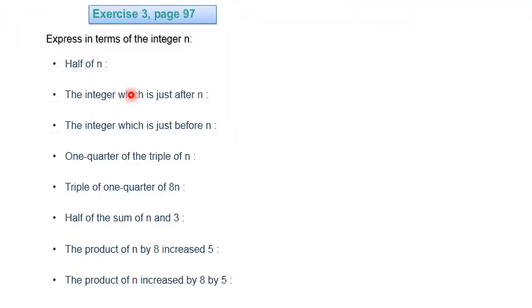Now, how to express in terms of the integer n? Here it's exercise 3, page 97 in your book. What's the half of n? Half means we are dividing by 2. Half of n is n over 2. The integer which is just after n, just after, means that we are adding 1. So it will be n plus 1.